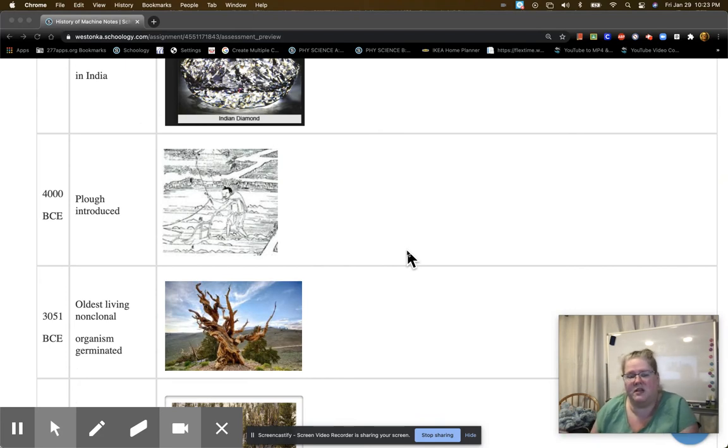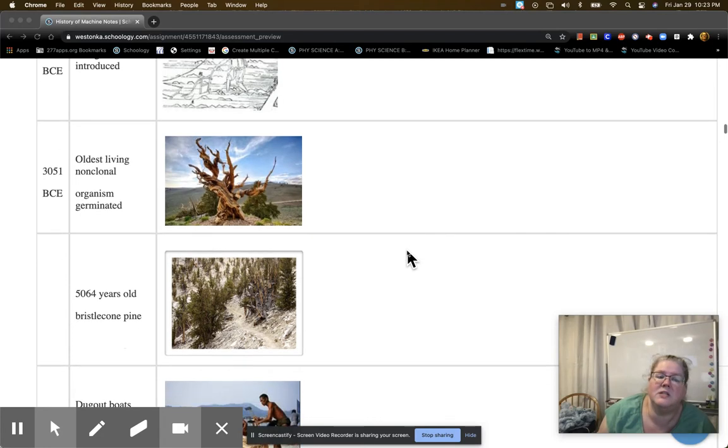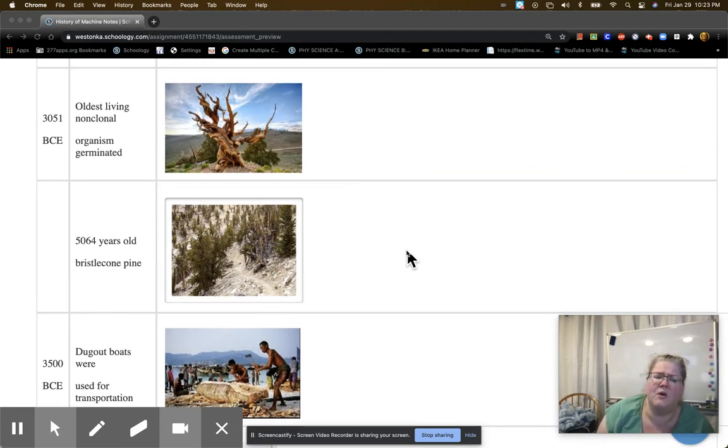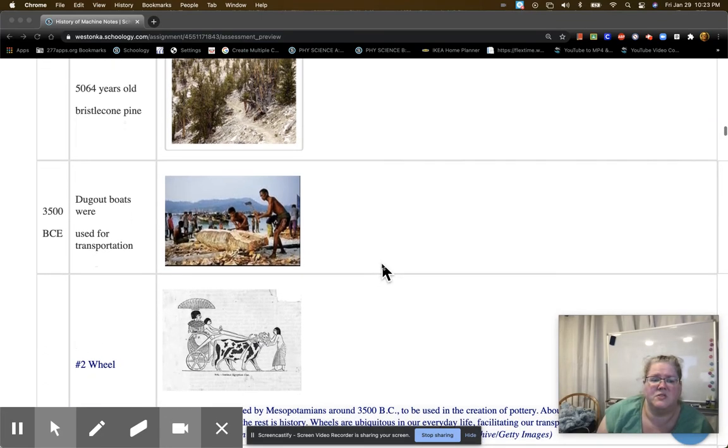And they were also hard so they could cut stuff. The plow was introduced in 4000 BCE. The oldest living non-colonial organism germinated, which is a big mouthful for saying this is something that came from a seed, not like where you take a sedum plant and snap it off and stick it in the ground and have it grow. That's a clone. So this is a seed, and that tree is technically still alive, and it germinated 5,000 years ago, along with bristlecone pines in the Americas and other places. They're about 5,000 years old too.